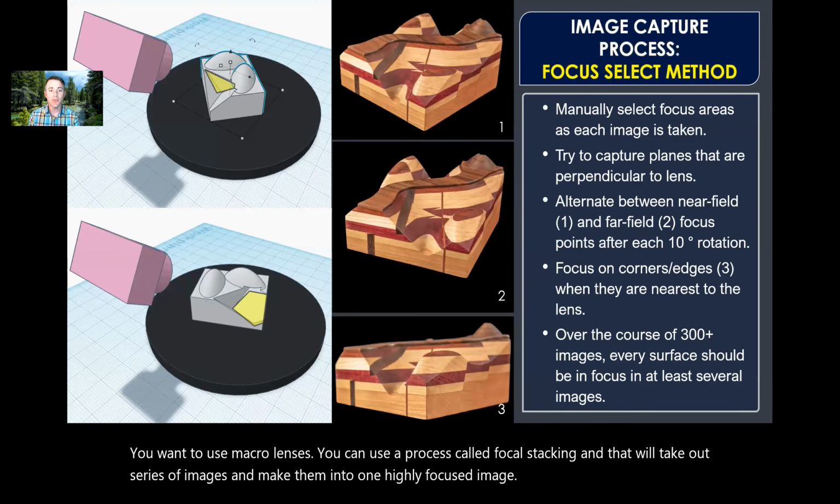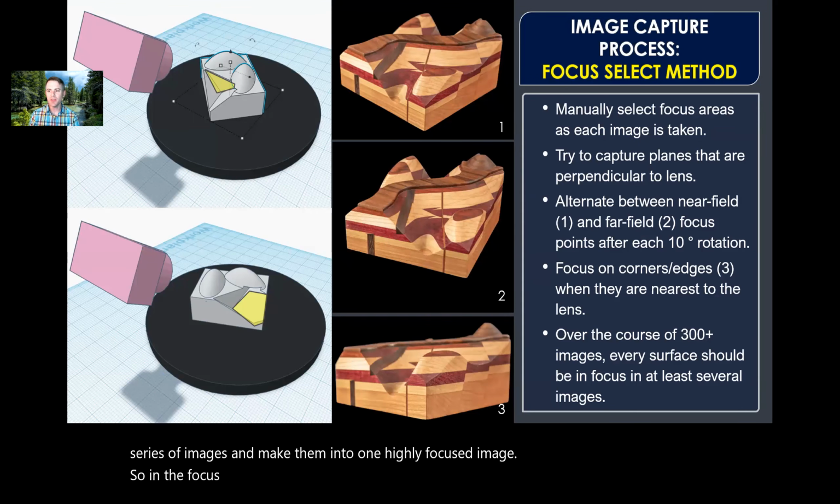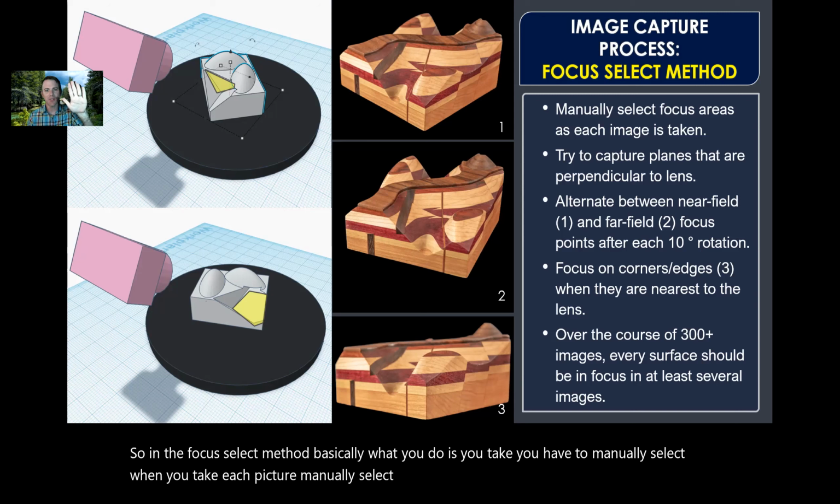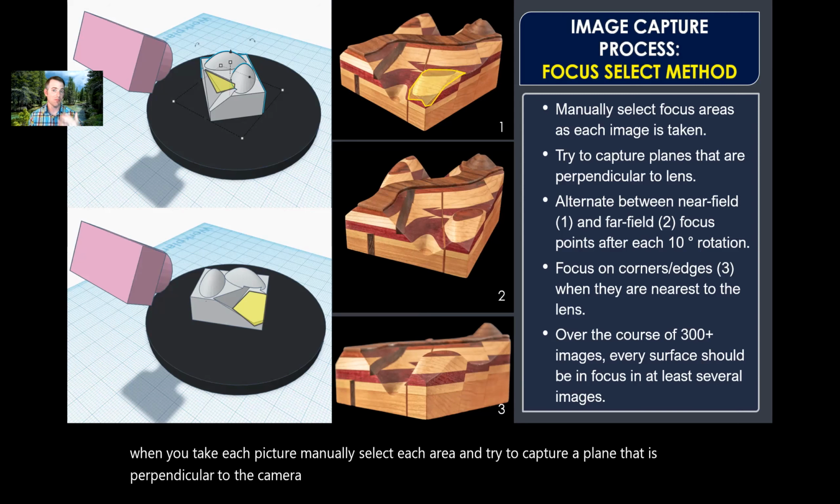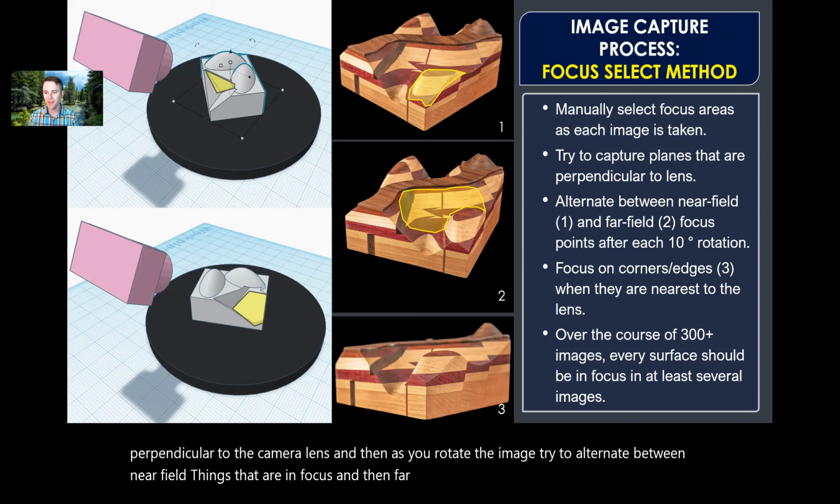So in the focus select method, basically what you do is you have to manually select, when you take each picture, manually select each area and try to capture a plane that is perpendicular to the camera lens. And then as you rotate the image, try to alternate between near field things that are in focus and then far field places that are in focus on that object.